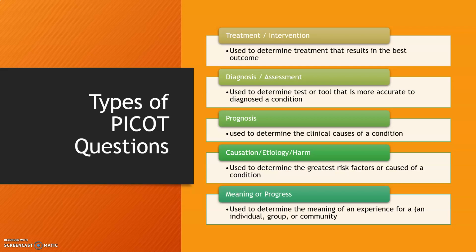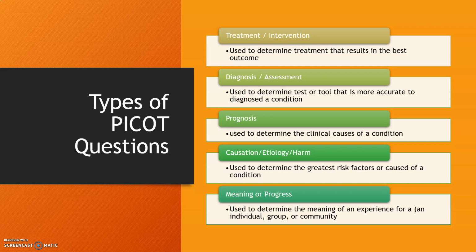There's a treatment and intervention, there's a diagnosis and assessment, there's a prognosis, there's a causation or etiology, and then you have the meaning or progress. So for treatment and intervention, this is used to determine treatment that results in best outcome, or an intervention that results in best outcome. For the diagnosis and assessment, this is used to determine the best tool or test that is more accurate to diagnose a condition. For prognosis, it is used to determine the clinical course of a condition.